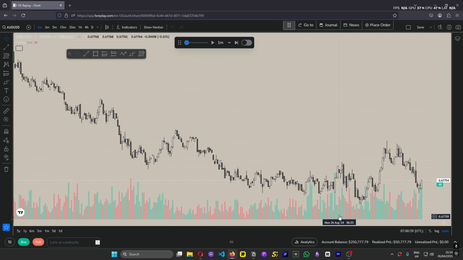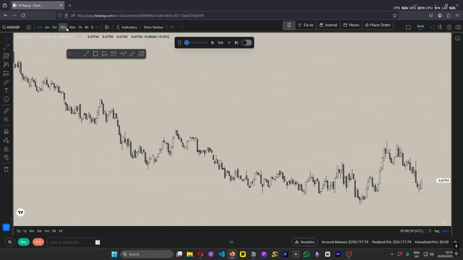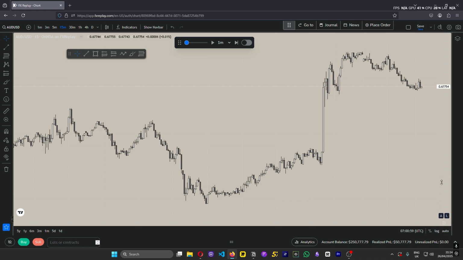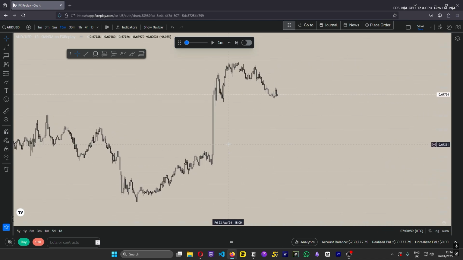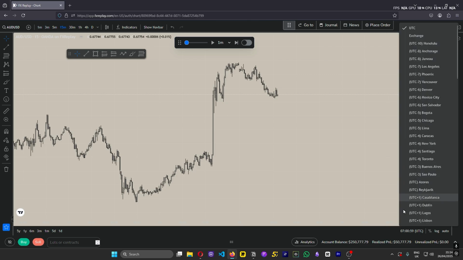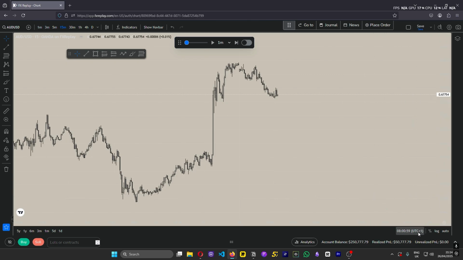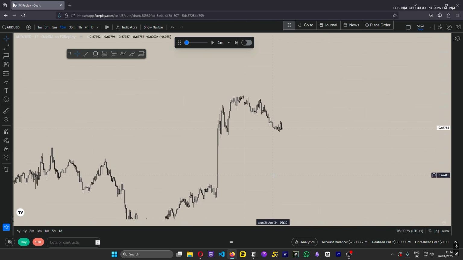All right, so this is going to be the last part of this backtest. So let's just begin quickly. Starting off, we need to change this time to London. I mean, it doesn't really matter, but all right.